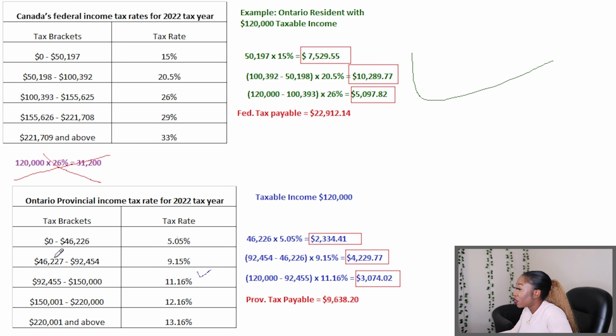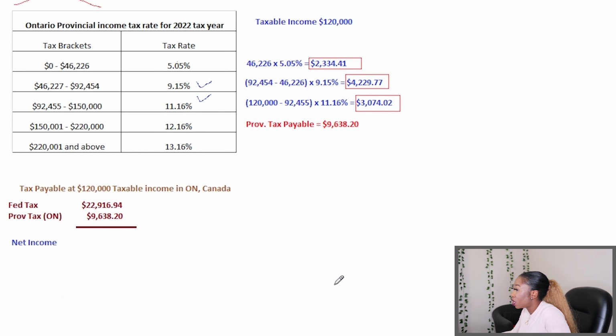He gets taxed the difference between 46,227 and 92,454 at this rate, and he gets taxed the last 120,000 minus 92,455 at this rate. And this is what all of these calculations summed up to. So the provincial tax payable by this person would be $9,638.20.